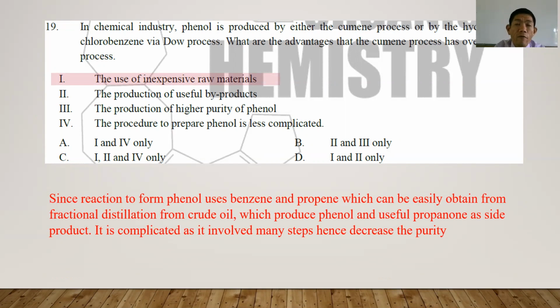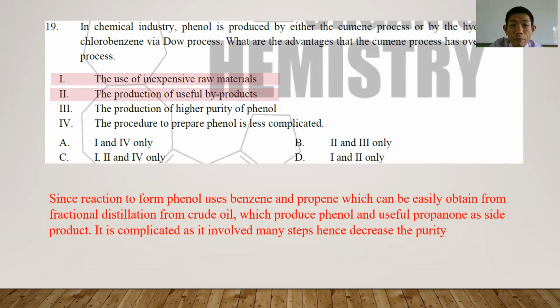in the synthesis of propanone. Okay, so propanone is popular in the cosmetic. Okay, in pharmaceutical is also important because they can use as a solvent. Number three, the product has a higher purity of phenol, which is incorrect. Okay, so it doesn't mean that when it is suitable, it can produce a high purity.